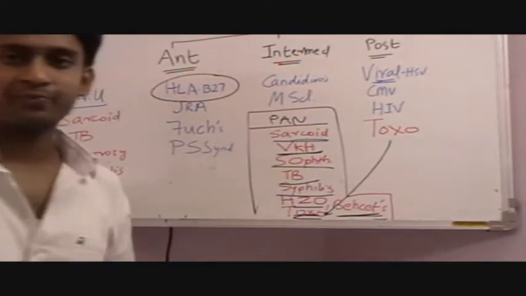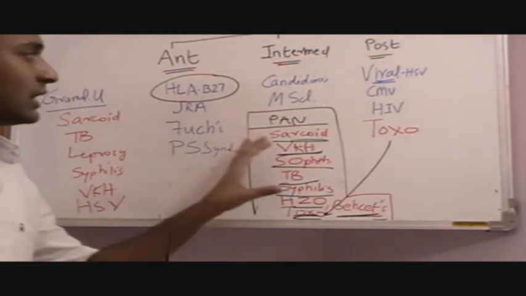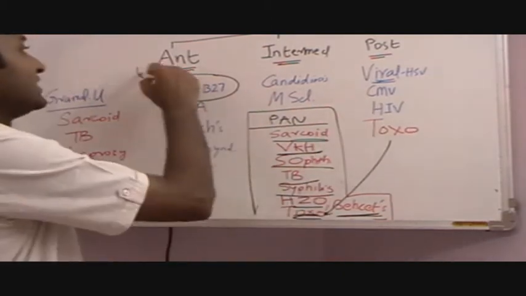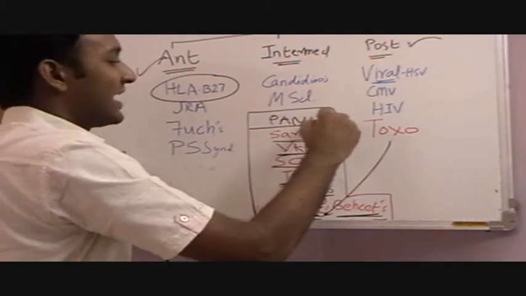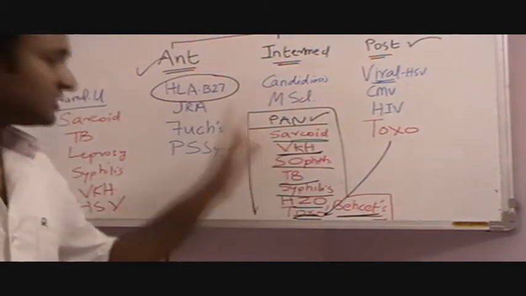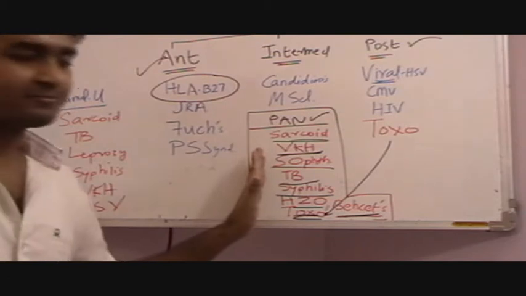you, toxo. So try to keep in memory the different causes for each, especially anterior, especially posterior and pan. Most importantly, pan uveitis. Just make sure that you remember this list properly.